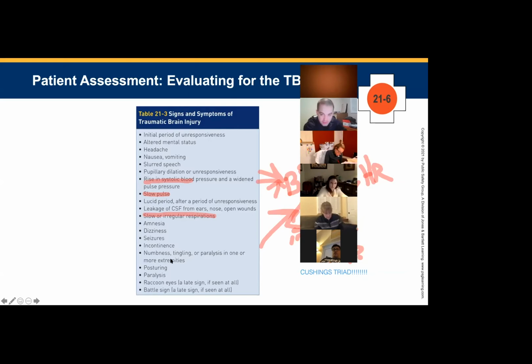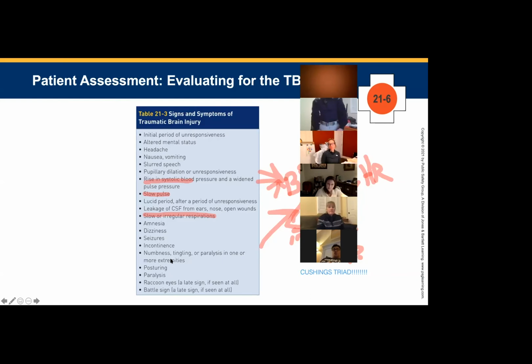What do we mean by posturing? Can somebody on camera demonstrate posturing for me? Yeah, I see Kelly's posturing. Yep, exactly, just like that. So now we have two kinds of posturing: decorticate posturing and decerebrate posturing.